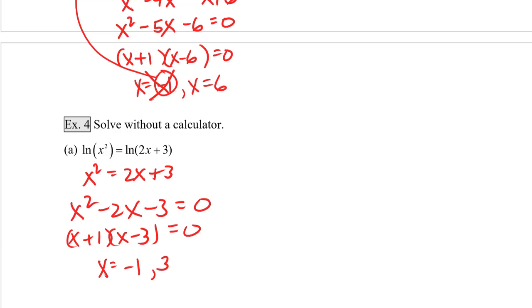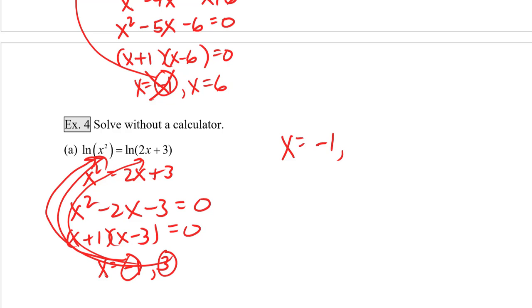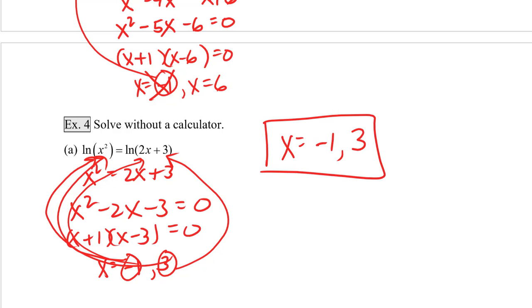Now don't just assume that negative 1 gets tossed out because it's a negative number. Let's see what happens when we plug negative 1 back in for x. Well, negative 1 squared is positive 1, so the natural log of 1 exists, and if we plug negative 1 in for x here, that's negative 2 plus 3, which is also a positive 1. So x equals negative 1 is a solution. Now let's see if 3 is also a solution. If I plug 3 in for x squared, the natural log of 3 squared is 9, and if I plug in a 3 over here, the natural log of 6 plus 3 is also a positive number. So this actually has two solutions, x equals negative 1 and 3.